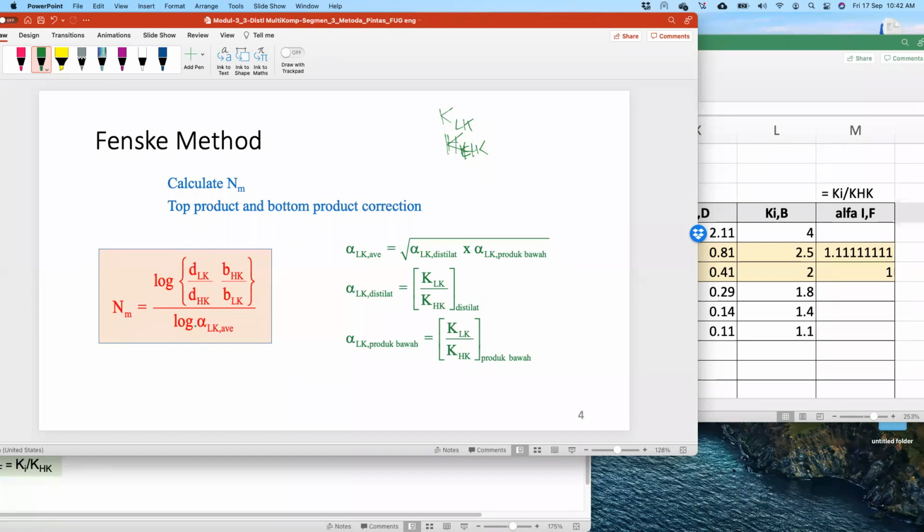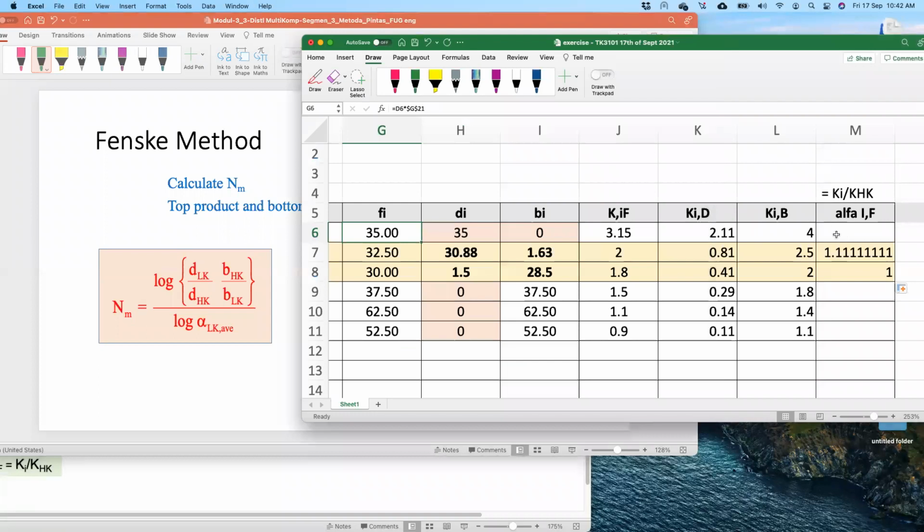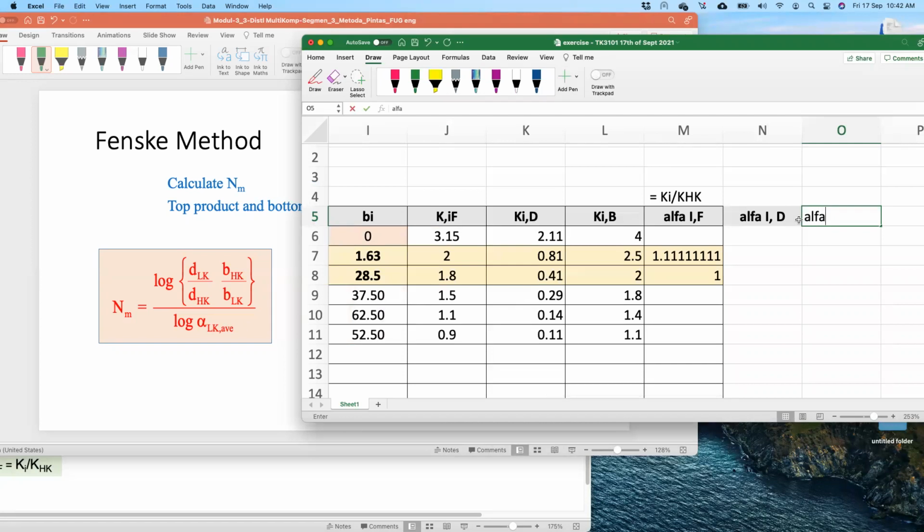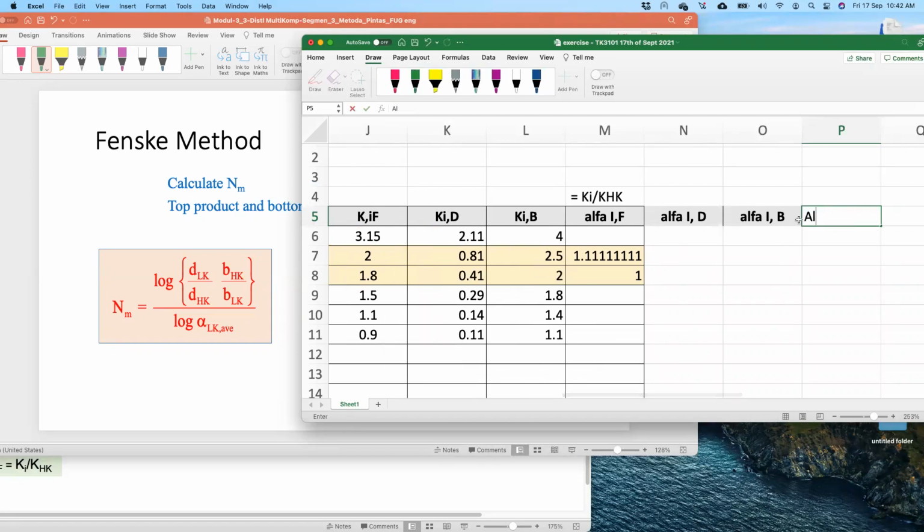This is pretty straightforward, but you have to know all of these. You have the alpha in the feed, you have to find the alpha in the distillate, you also have to find the alpha in the bottom, and then you want to find the alpha average.